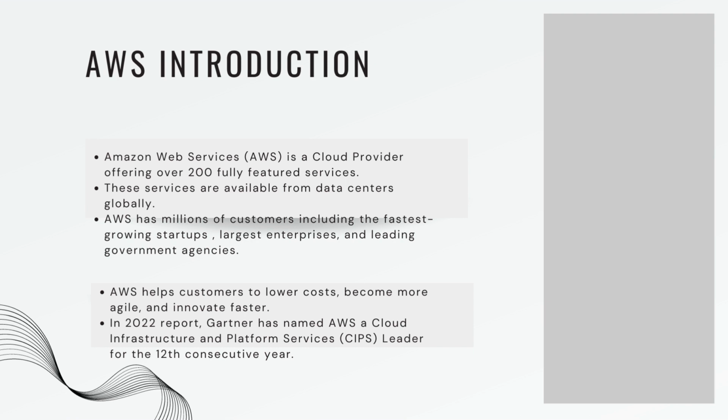AWS helps customers to lower costs, become more agile, and innovate faster. Here, AWS maintains all the hardware as well as software for us, so there are no upfront costs related to this hardware and software. In the 2022 report, Gartner has named AWS a cloud infrastructure and platform service leader for the 12th consecutive year.